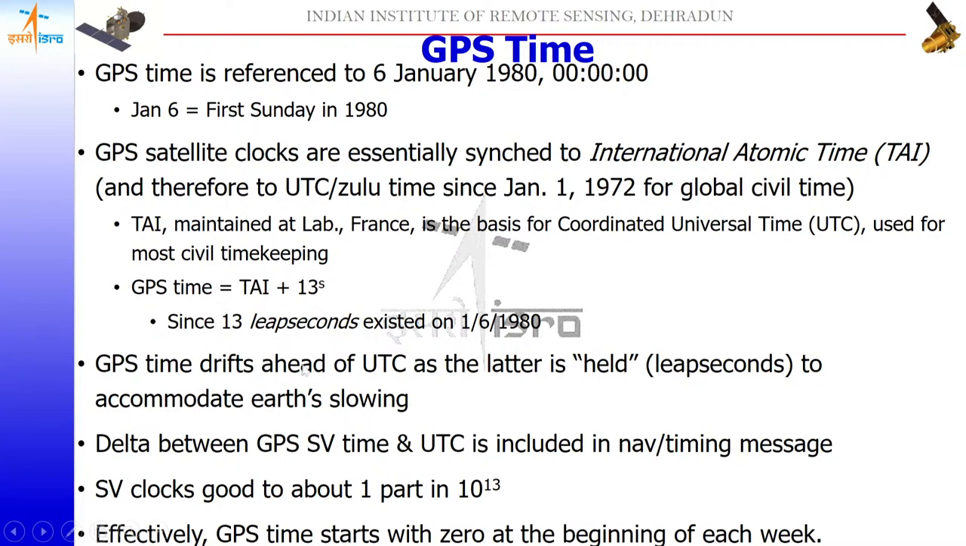So GPS time drifts ahead of UTC, Coordinated Universal Time, as the latter is held by leap seconds to accommodate Earth slowing. The delta between GPS satellite time and UTC is included in the navigation and timing message. The satellite vehicle clocks are good to about 1 part in 10 to the power 13. Effectively, GPS time starts with 0 at the beginning of each week.